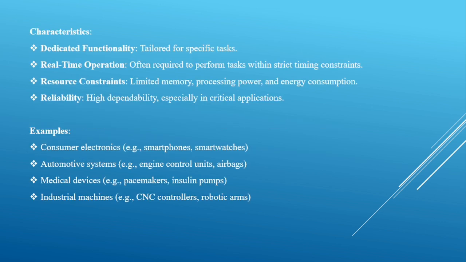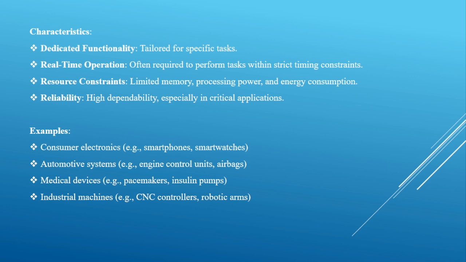Some of the characteristics of embedded systems are: they are tailored for specific tasks. They are often required to perform tasks within strict timing constraints. They require limited memory, processing power, and energy consumption, and they are highly dependable, especially in critical applications.